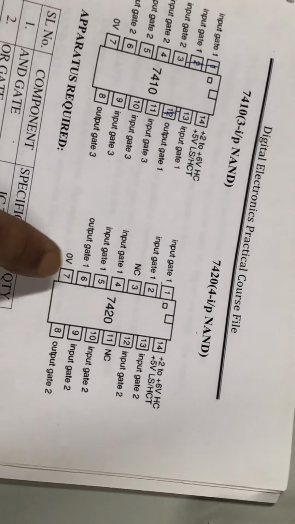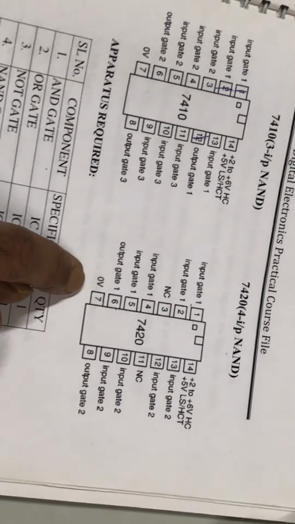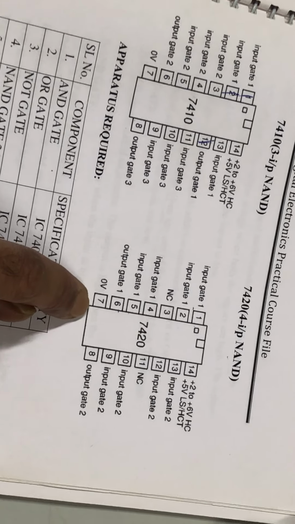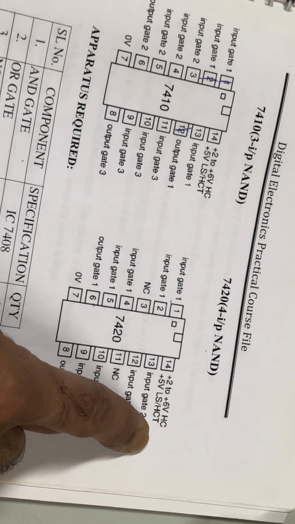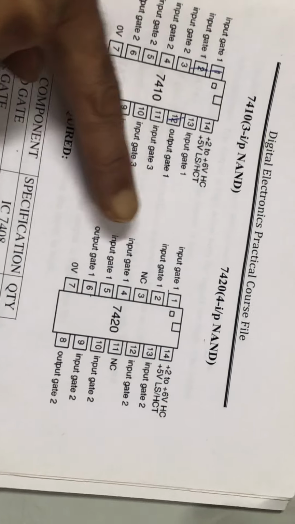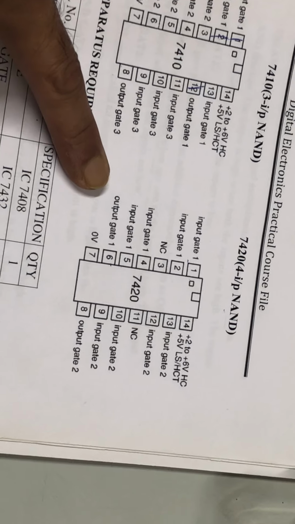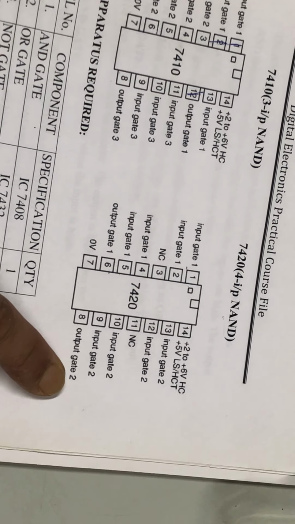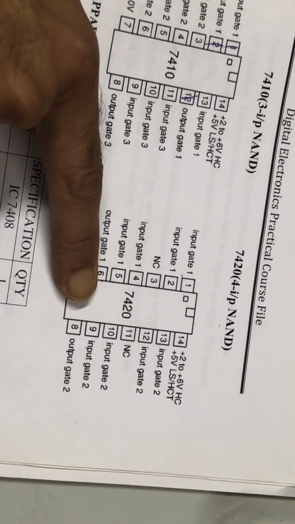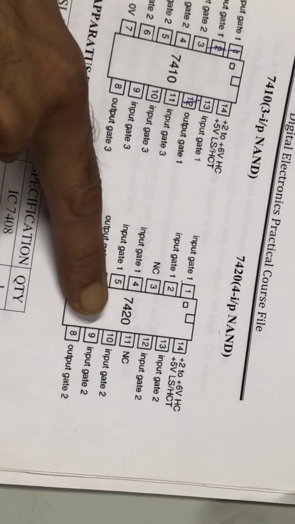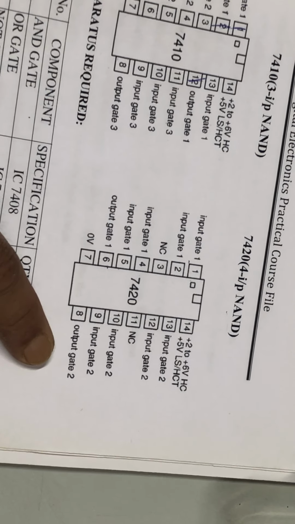Other things are like pin number 7 and pin number 14 are constant. 7 for ground for 0 volt. Pin number 14 for plus 5 volt for your VCC. 1, 2, 4, 5 inputs. Pin number 6 is output. And for the other gate, pin number 13, 12, 10 and 9, these 4 pins will work as inputs, and pin number 8 is the output of the second gate.